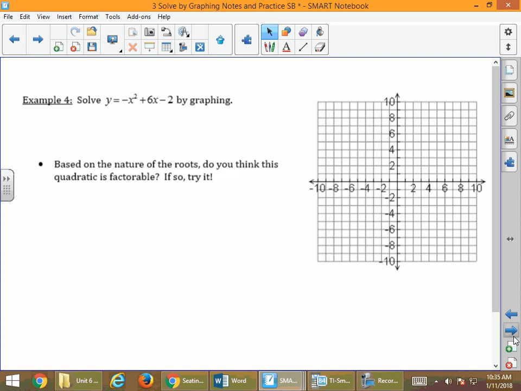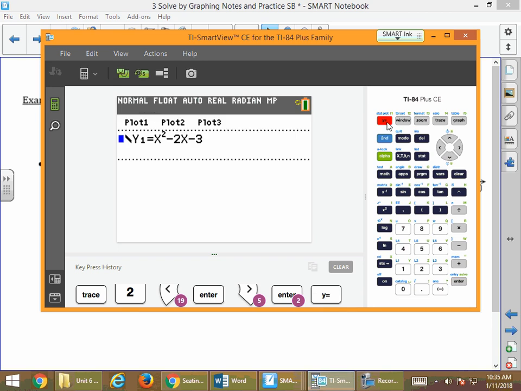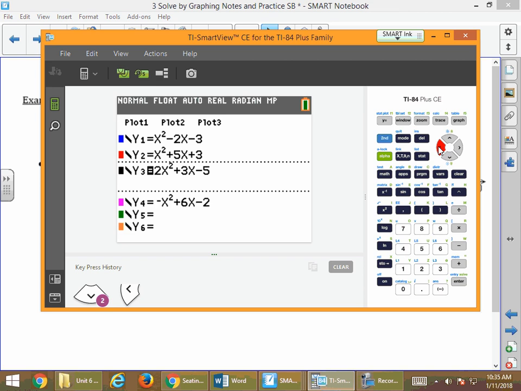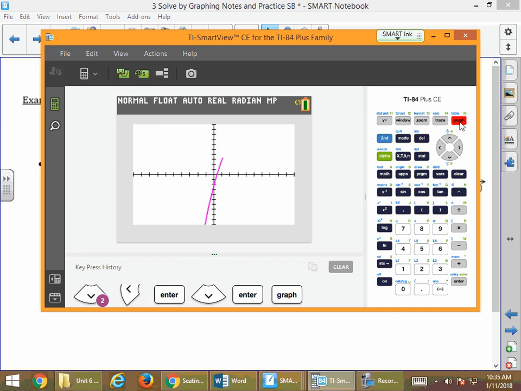So as we look at example number 4, I'm going to go back here, and again I will turn off this screen and turn on the next one so that we can graph. We're typing in negative. Remember that the negative button is at the bottom of your calculator screen. It's different from the minus button, which is over on the right hand side of your screen. Negative x squared plus 6x minus 2. And when we hit graph, there's our picture.